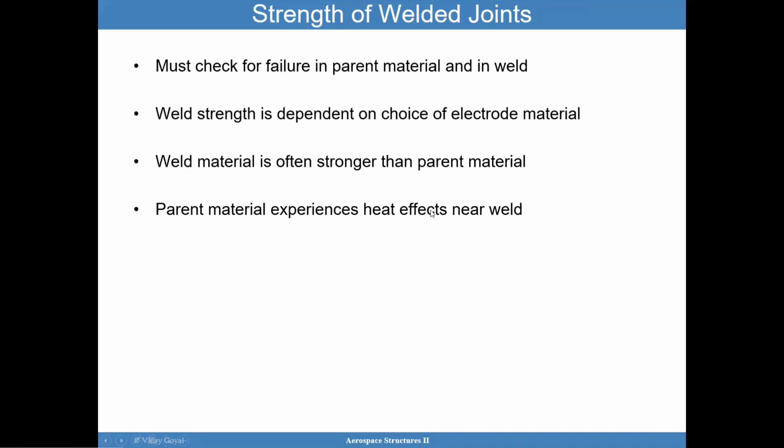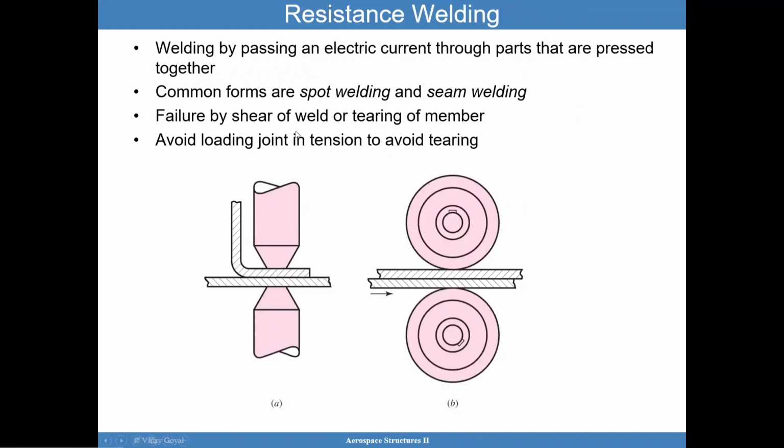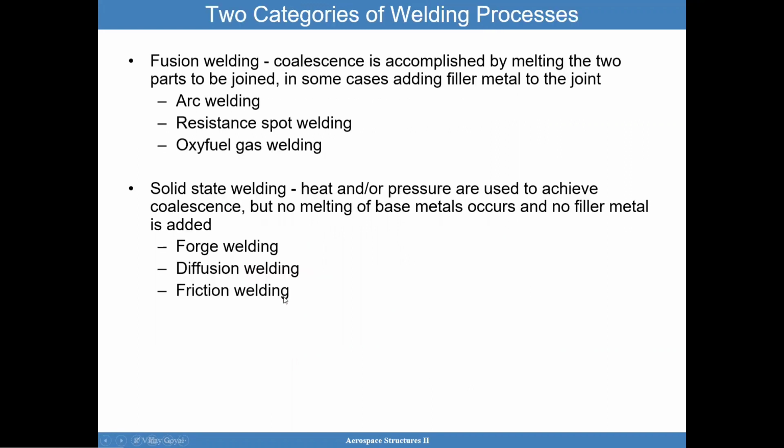Now, resistance welding. So welding by passing electrical current through parts that are pressed together, that's how that works. Common forms of doing this are spot welding and seam welding. Failure is by shear of the weld or tearing of the member. And you can also avoid loading the joint in tension to avoid tearing.